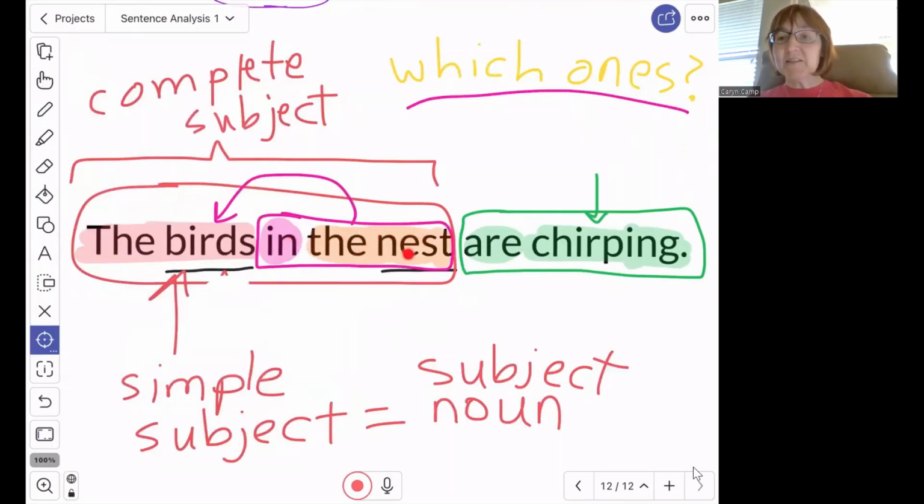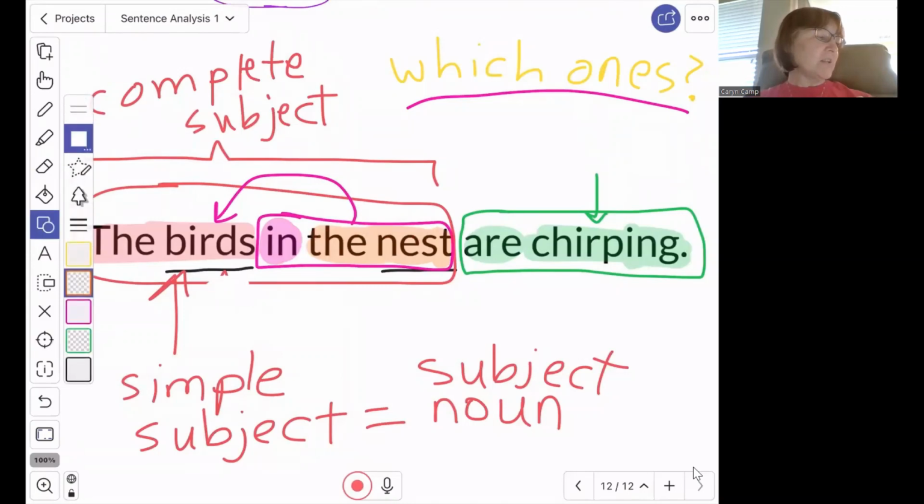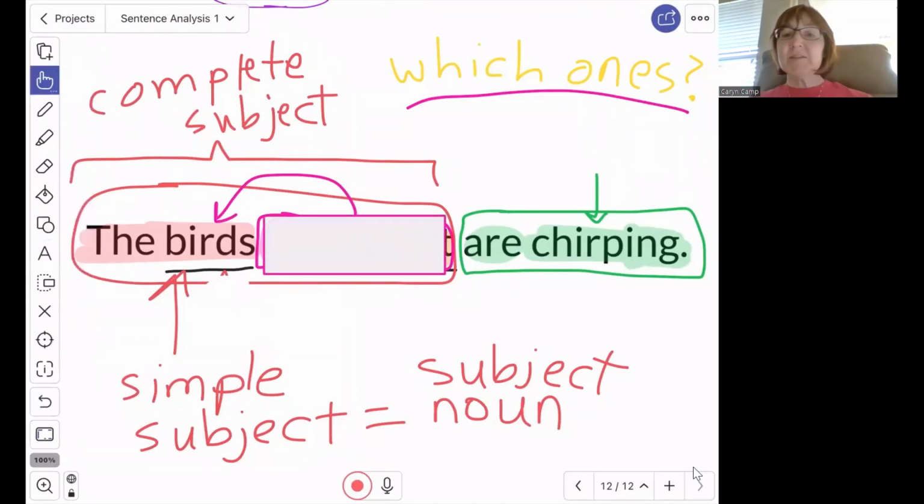Those three words have to stick together. It begins with a preposition, ends with a noun that is an object noun. And together, they're going to tell us about a noun. It can be a noun in the subject part of the sentence, or it can be a noun in the predicate part of the sentence, because nouns can be everywhere. The trick is to figure out which one is the subject of the sentence. If there's a preposition in front of it, you can cross that out. In fact, you could just cover this whole thing up and you would still have a sentence. The birds are chirping.